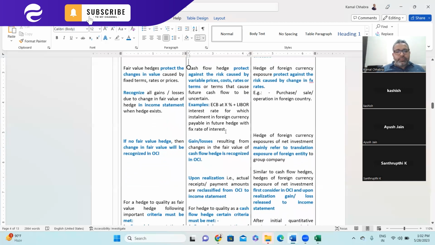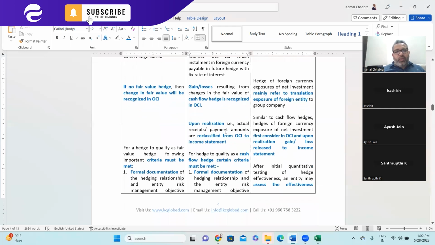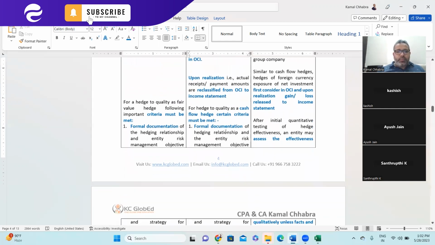Yes, sir. If no fair value hedge, then change in fair value will be recognized in other comprehensive income, and once it is realized, it will be released to the income statement.